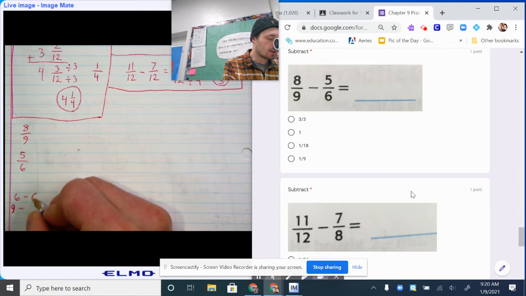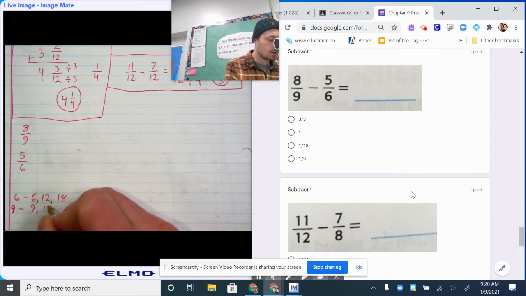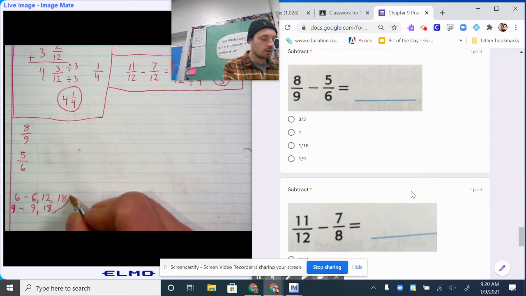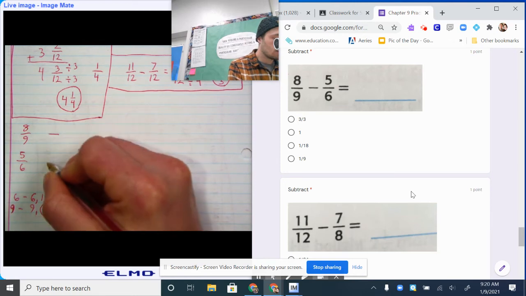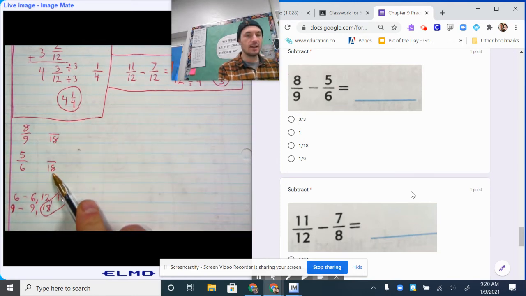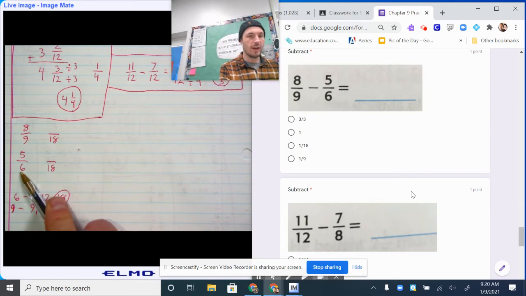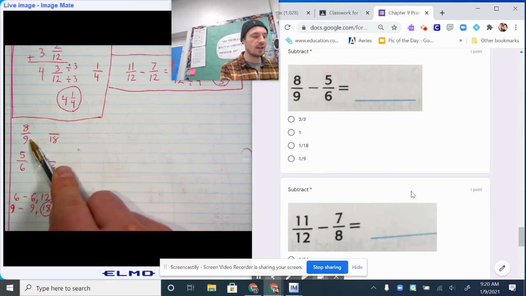So I'm going to count by 6s. 6, 12, 18. Now, once you get to a number that you know is also a multiple of the second number, most of you know 9 times 2 is 18. So there's no reason to keep going. 9, 18. And your LCM is 18. So now I'm going to make 2 new fractions to the right of my old ones. This one's going to have 18 as a denominator, but it's going to be equivalent to 5/6. This one's going to have 18 as a denominator, and it's going to be equivalent to 8/9.